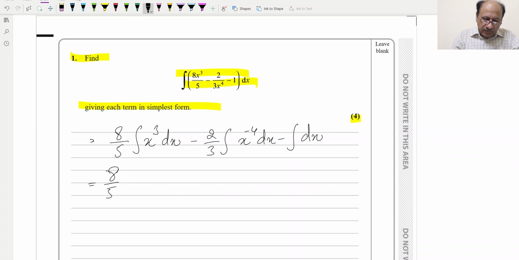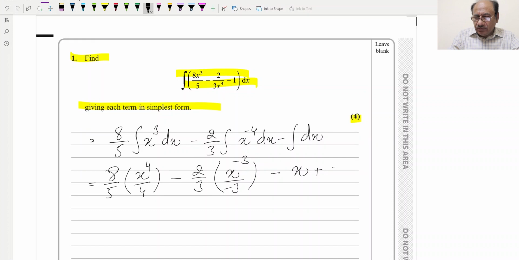Then now we can write the integral as 8 over 5 and x raised to the power 3 plus 1, which is 4, divided by 4. We have taken the integral of x cube, and minus 2 over 3 as it is, and the integral of x raised to minus 4 will be x raised to the power minus 4 plus 1, so it will be minus 3, divided by minus 3, and minus integral dx will be x, plus the integral constant c.